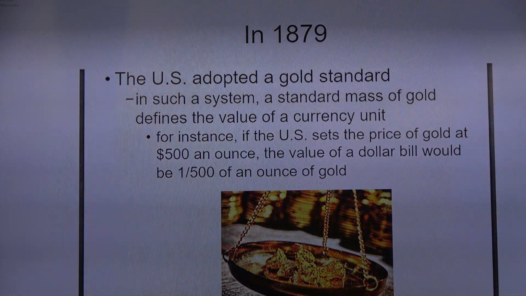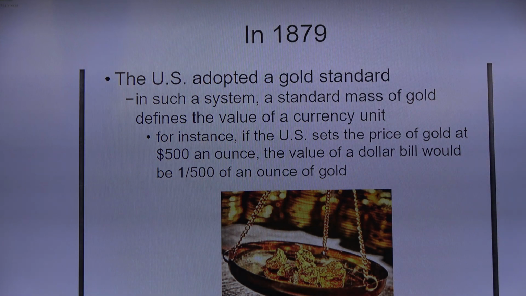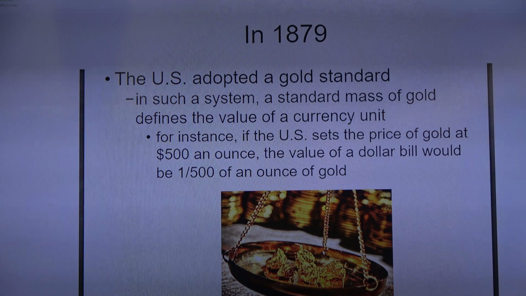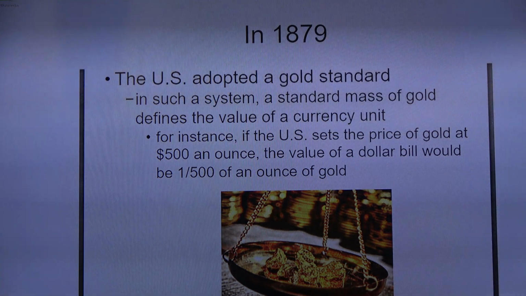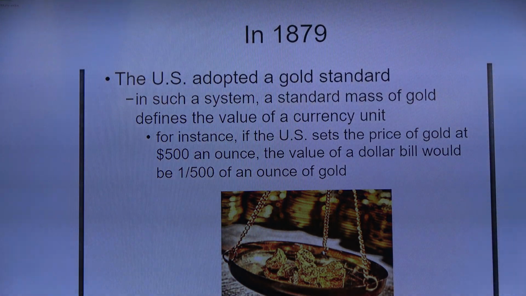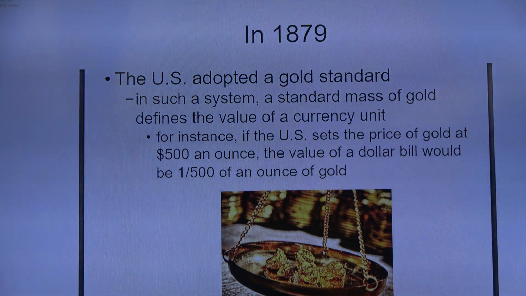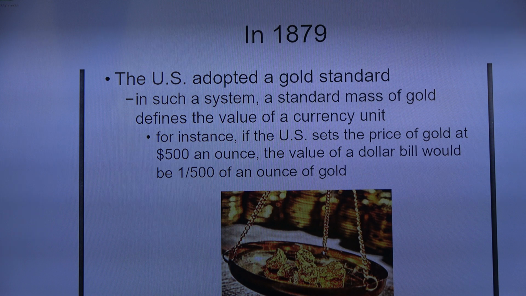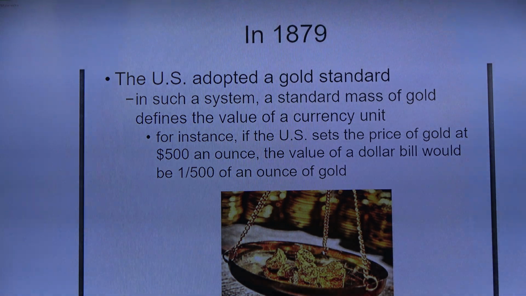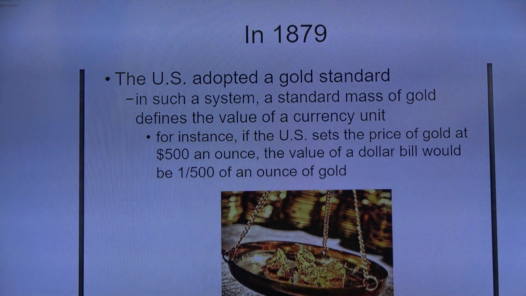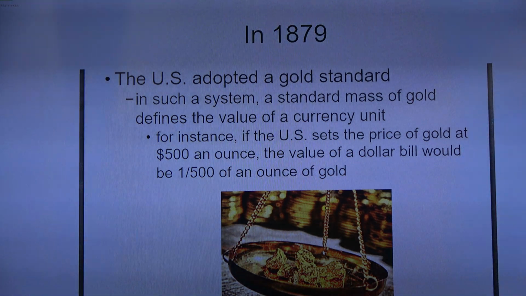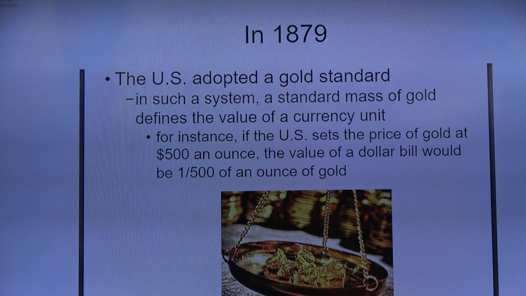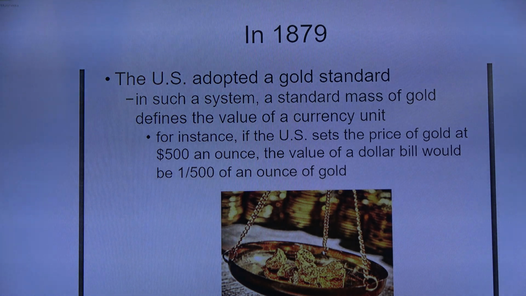In 1879, the U.S. adopted a gold standard. In such a system, a standard mass of gold defines the value of a currency unit. So, for instance, if the United States sets the price of gold at $500 an ounce, the value of a dollar bill would be 1/500th of an ounce of gold. Okay, so the gold standard. This was a currency unit that could be used as a means of exchange.